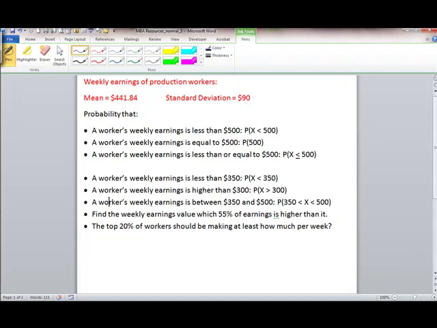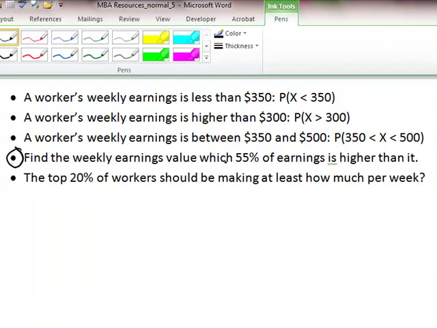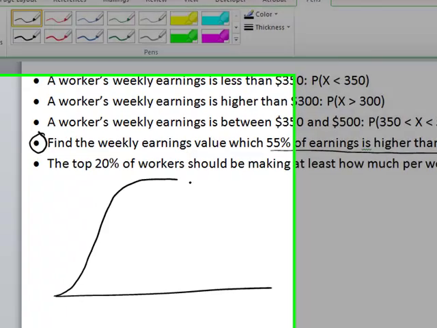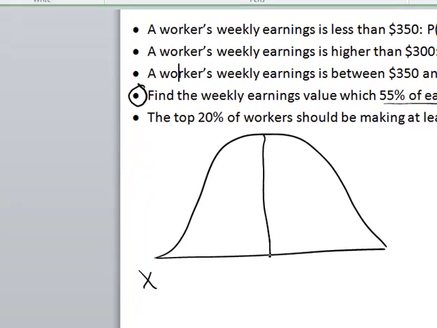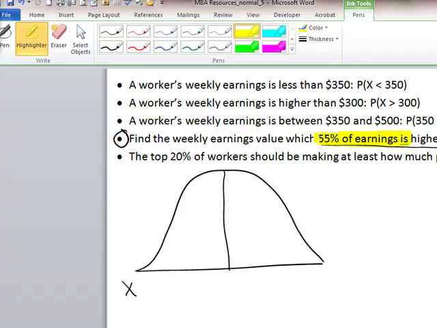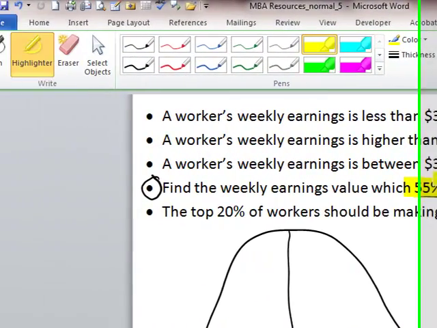In this video, I will be solving this problem where we want to find the weekly earnings where 55% of all the earnings is higher than that. So we are looking for a dollar amount on the x-axis where we know 55% of all the dollar amounts earned is higher than that.